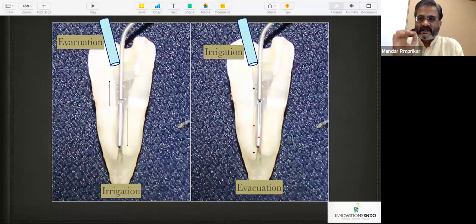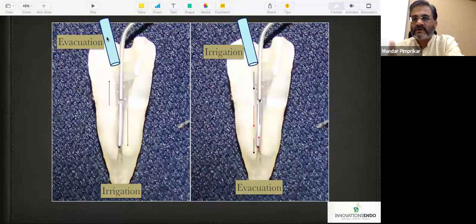Now, the syringe and needle irrigation, what we do in our day-to-day practice, is we place the needle into the prepared canal and you start extruding the solution. Solution comes down from here and it is evacuated at the chamber level. That's called positive pressure because the pressure in the syringe is greater than the atmospheric pressure. Now, the disadvantage here is when the solution trickles out from here, instead of trickling down, it is immediately evacuated.